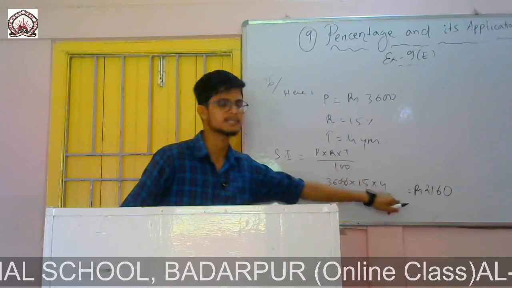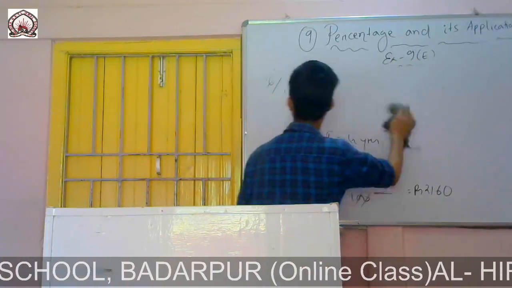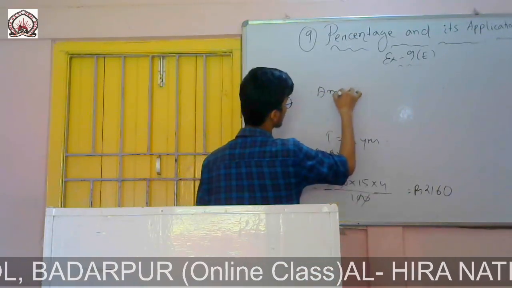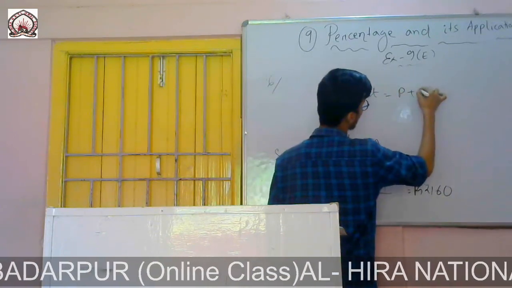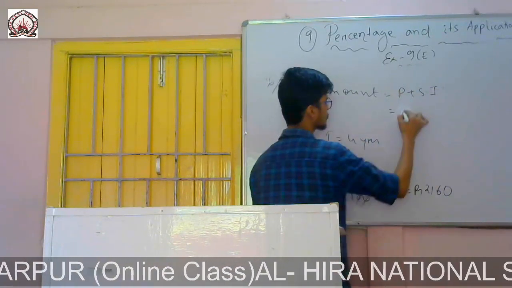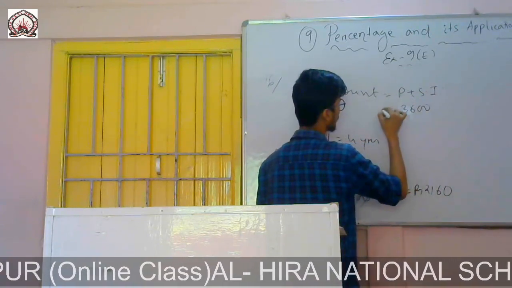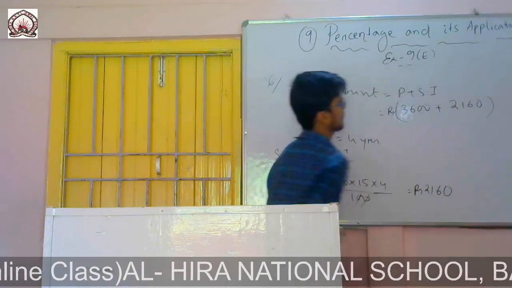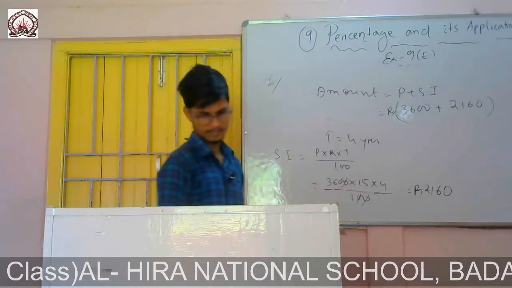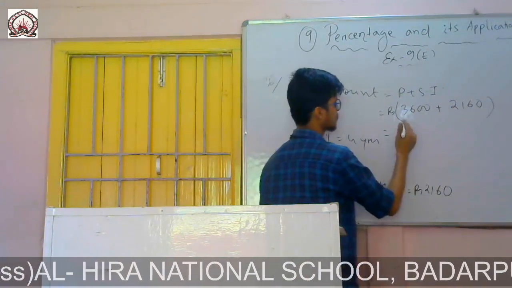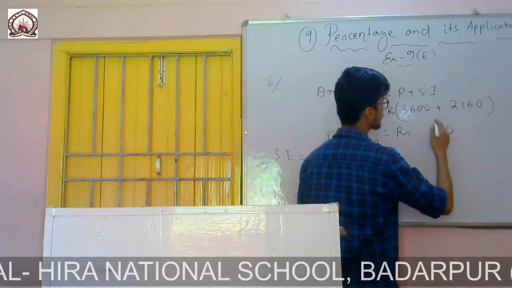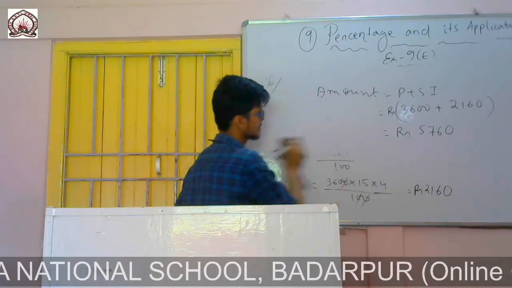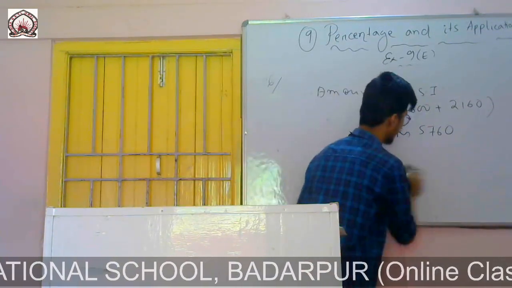Now we will find the amount. Amount will be principal plus SI. Principal was rupees 3,600 and SI was 2160. Now I will add: 0 plus 0 is 0, 6 and 6 is 12 and 1, 7, 3, 4, 5. So 5,760. This is the total amount.